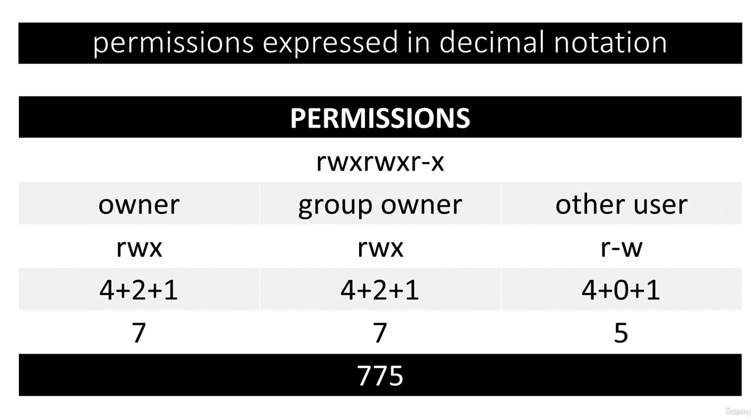Here we have permissions of 775. Look at the owner. Read, write, execute, 4 plus 2 plus 1. The group owner. Read, write, execute, 4 plus 2 plus 1. The other user, 4 plus 0 plus 1. We end up with permissions of 775.